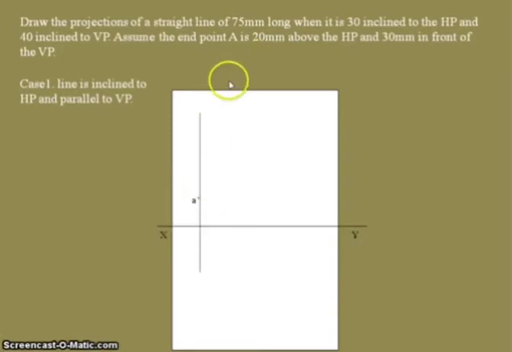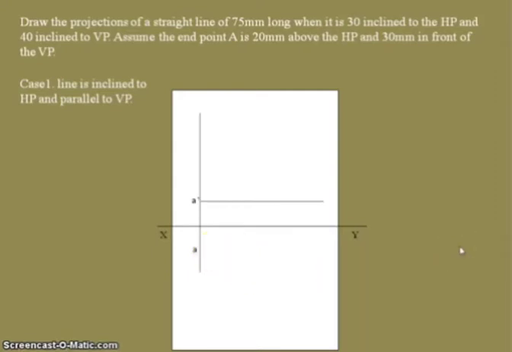In the top view we can see the distance of that point from the vertical plane. That is 30 mm in front of the vertical plane, which we can see in the top view. In the top view, we get the point below the XY reference line at a distance of 30 mm. That is endpoint A at a distance of 30 mm.